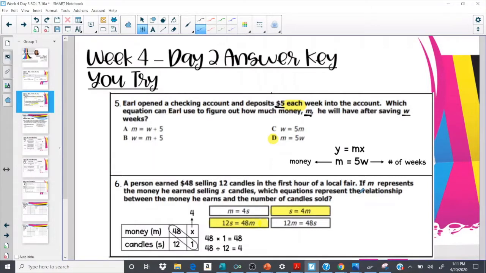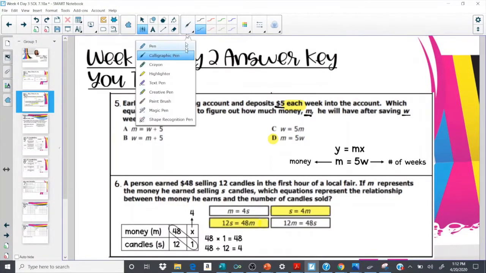A person earned $48 selling 12 candles in the first hour of a local fair. If M represents the money he earned selling S candles, which equations represent the relationship between the money he earns and the number of candles sold? So here, this is a TEI question. There is more than one correct answer.